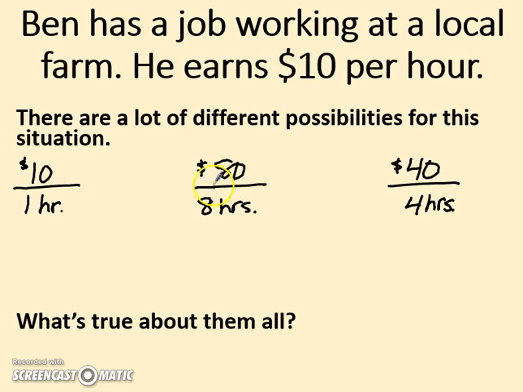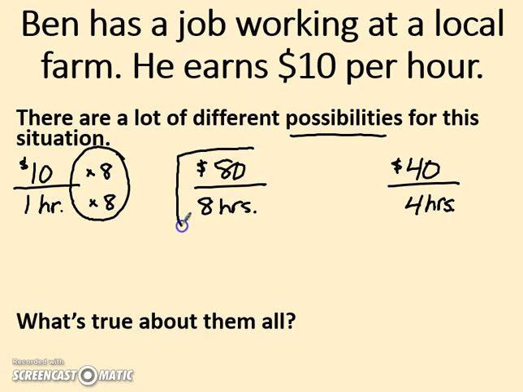Now, how could we go between these amounts? We know that these three are all proportional because they could reduce to $10 in 1 hour. But $10 8 times makes $80, and 1 hour 8 times makes 8 hours. So to generate a different proportional possibility, we can multiply both parts of the ratio by the same value. That's multiplying by a common multiple.